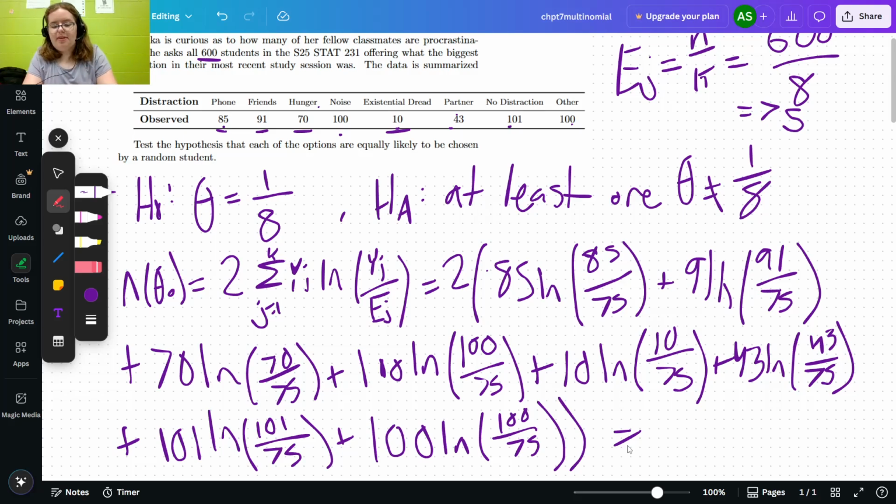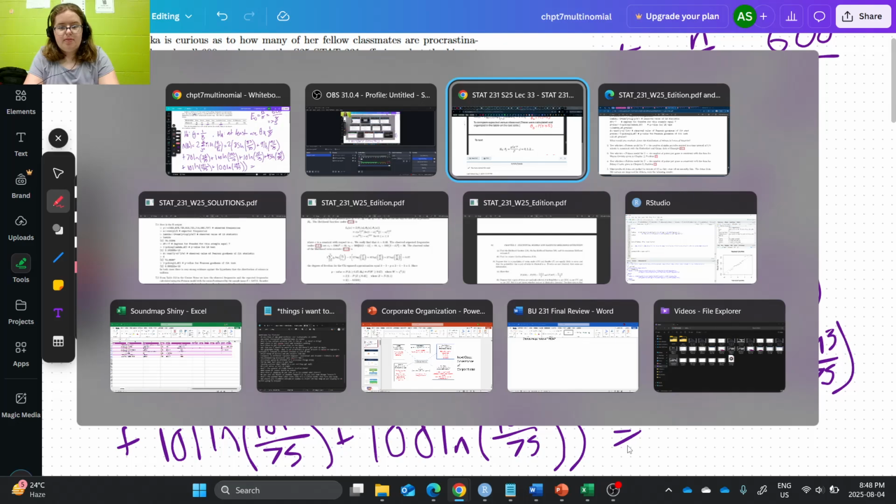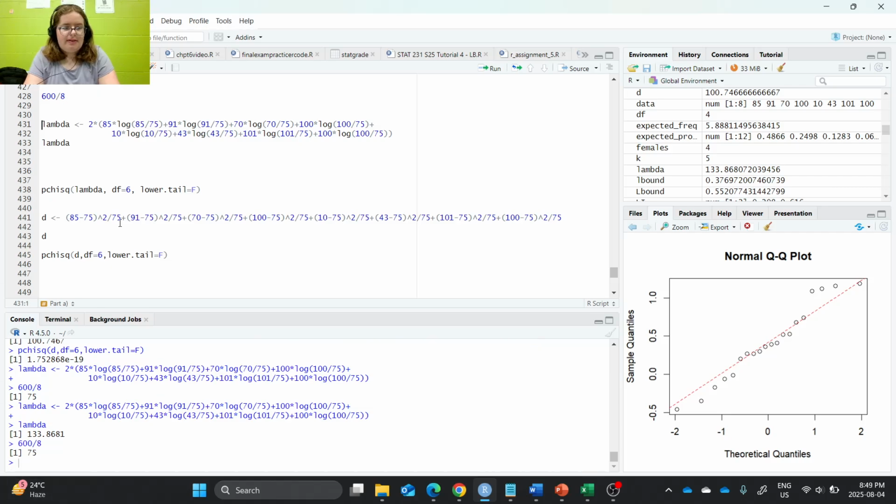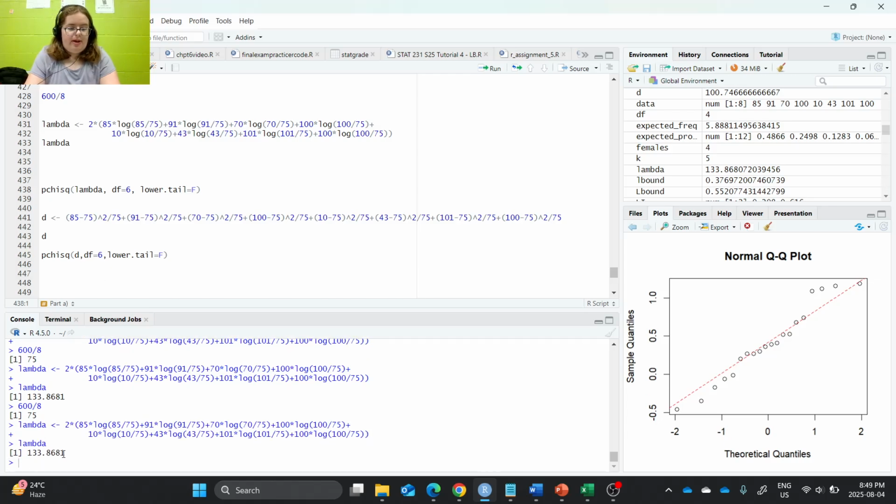Luckily, I have R to help me with this, so I'm just going to do that. Where is my R here? Okay, so the 608, we see that's 75. Great. We got lambda, and it's this whole thing here, and we see it's 133, which is a ridiculously large value. As soon as I see something like that, I should be like, whoa, this p-value is going to be so ridiculously small, it's basically guaranteed. It's not guaranteed, nothing's really guaranteed in statistics, but it's pretty small. In most of the examples I've seen, if it's above 10 or 20, it's going to be a pretty significant p-value.